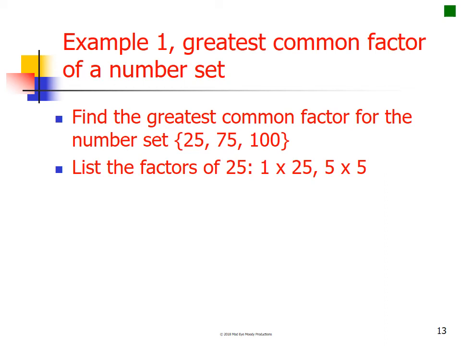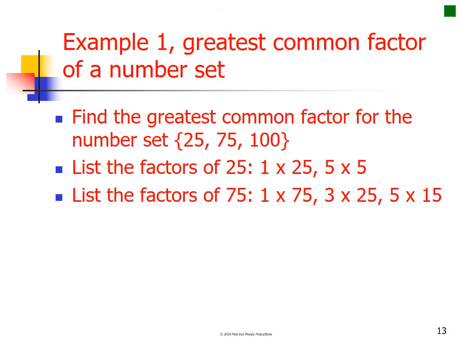So first I'm going to list the factors of 25. 1 times 25 is 25. I know nothing times 2 because 25 is not even. Nothing times 3 and nothing times 4. But then I also know 5 times 5 is 25. And then I've repeated my number, so I'm done. Now I'm going to move on to 75. I know 1 times 75. 2 is not going to work because it's not even.